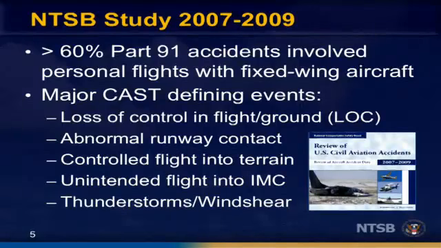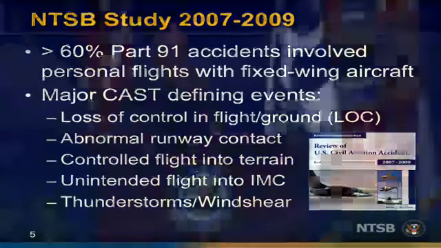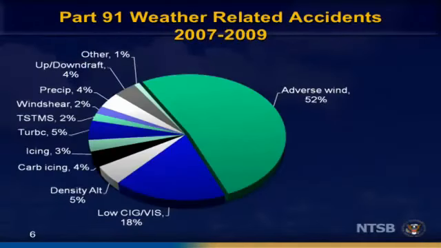Abnormal runway contact, again, winds, wind shear. Controlled flight into terrain, low ceilings and visibility, boom, scud running right into the ground. Unintended flight into instrument meteorological conditions. Thunderstorms and wind shears, again, all factors in our accidents. If we break those accidents down and look at weather, this is what I've come up with. And again, we're talking about that same period, over 1,000 accidents, weather-related.